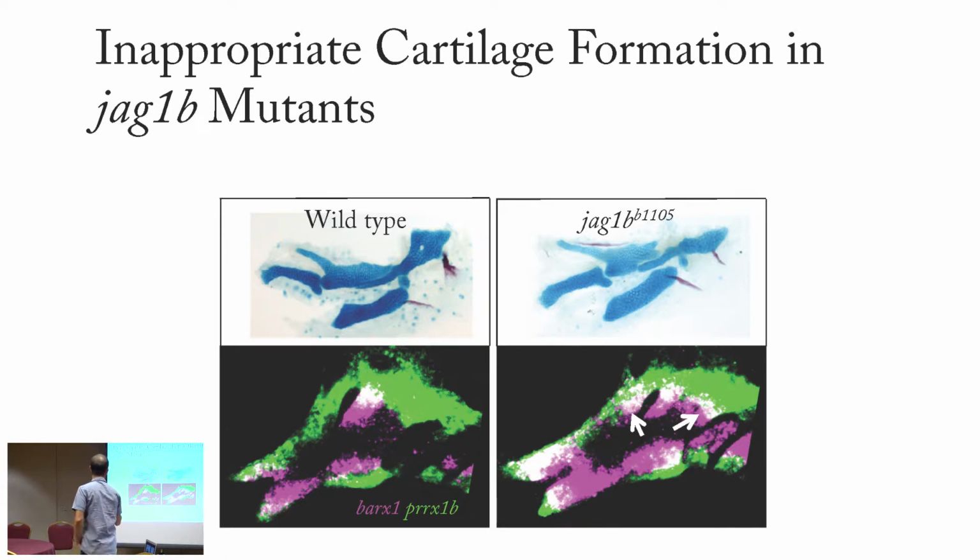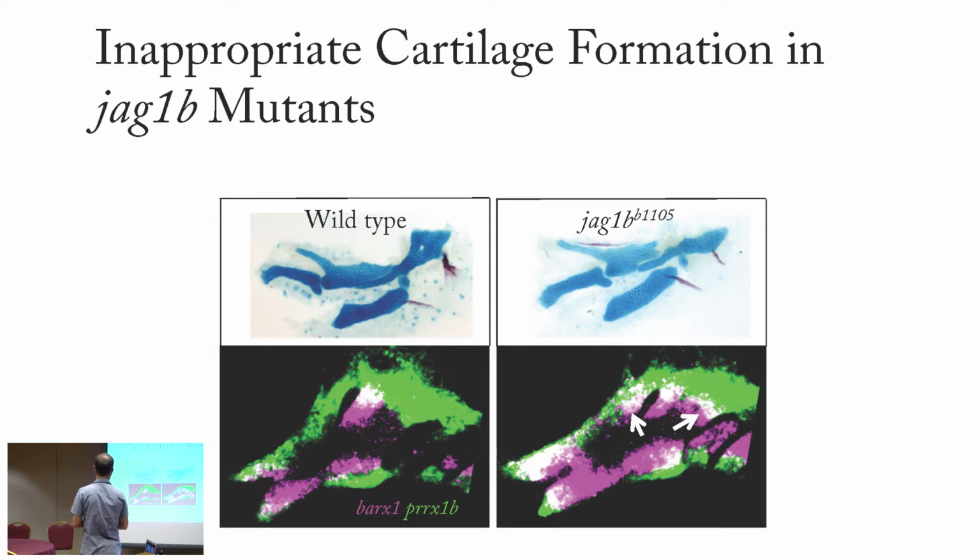I'd just say that we think part of the way that Jagged1 is making this upper face different than the lower face is that it's preventing skeleton from forming too early during development. In this purple stain, this is marking cells that are just beginning to form cartilage in the upper face. What you can see in the Jagged mutant is that there are more cells inappropriately making this BARX1 gene that's in pink here. We have a lot of work on the detailed molecular mechanism by which Jagged1 is patterning the skeleton, but I won't get too much into that.